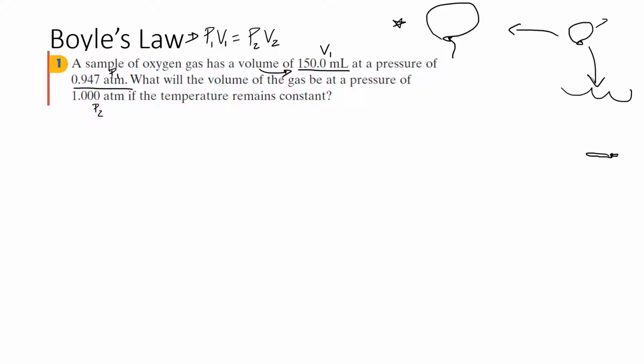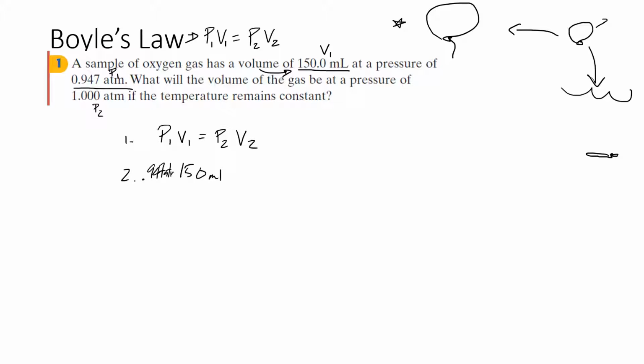So all I've got to do is plug in. So my equation, this is step 1, I'm going to put in my equation. P1 times V1 is equal to P2 times V2. And then number 2, I'm going to start plugging in. So V1 is 150 mils. So instead of V1, I'm going to write 150 milliliters. And then here's P1, 0.947 atm.